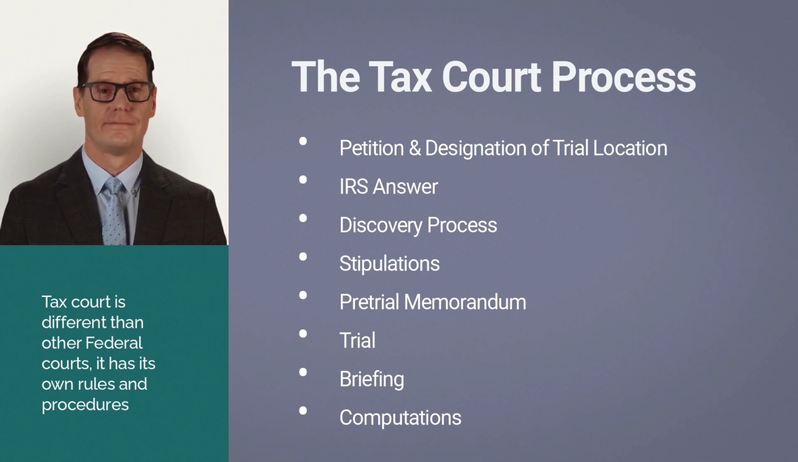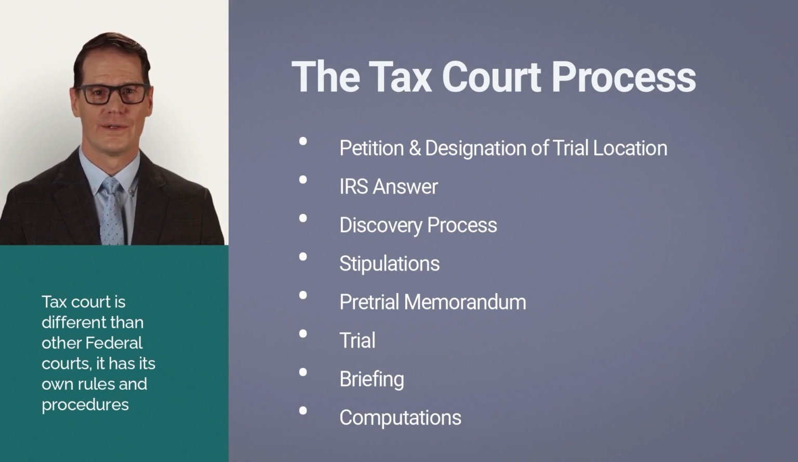Step 3. The discovery process is the next step in tax court litigation. During this phase, both you and the IRS can request information and documents from each other. This is typically done through what is called a Branerton letter, which is an informal request for information and documents. You can send the IRS a Branerton letter. They can send you one. If you do not get a response, you can then file formal discovery, such as a request for production or a request for admissions. The IRS can do the same.